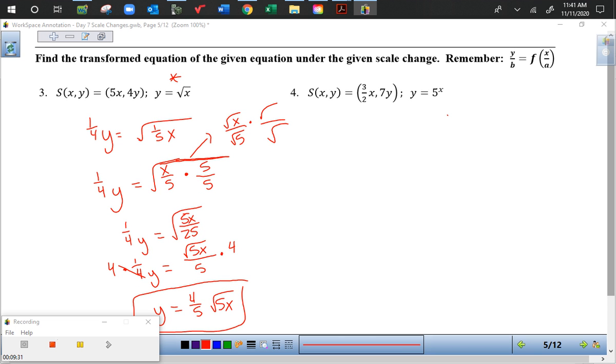The next one has a parent function that's exponential, 5 to the x. So again, we want to write out our parent function, but this time x isn't in a grouping symbol, it's just in the exponent. So when we fill it in, we'll have to fill it in up there as the power. We have 3 over 2 in here, so if I reciprocate that, that'll become 2/3 for our power. And then 7y will become 1/7 y.